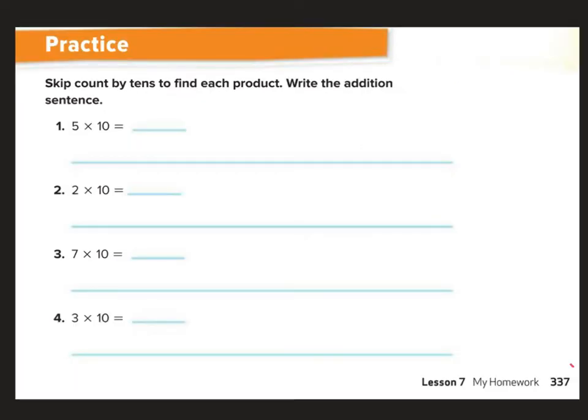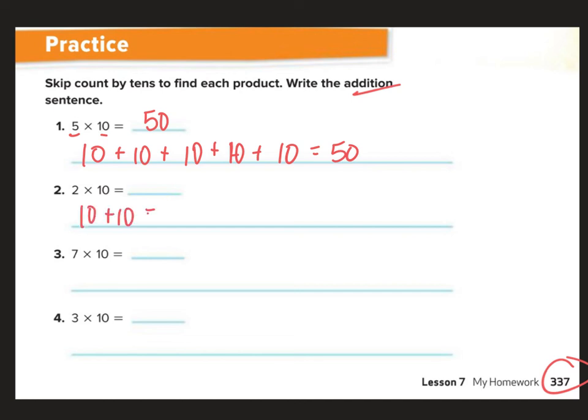Okay, now we are looking at page 337. It asks us to skip count by tens to find each product. Write the addition sentence. So if I have 5 times 10, let's write it out. 10, 20, 30. Oh, I was going to write 40. 40, 50. There's our addition sentence. So I know that 5 times 10 is 50. 2 times 10. 10 plus 10, 2 tens equals 20. So 2 times 10 is 20.